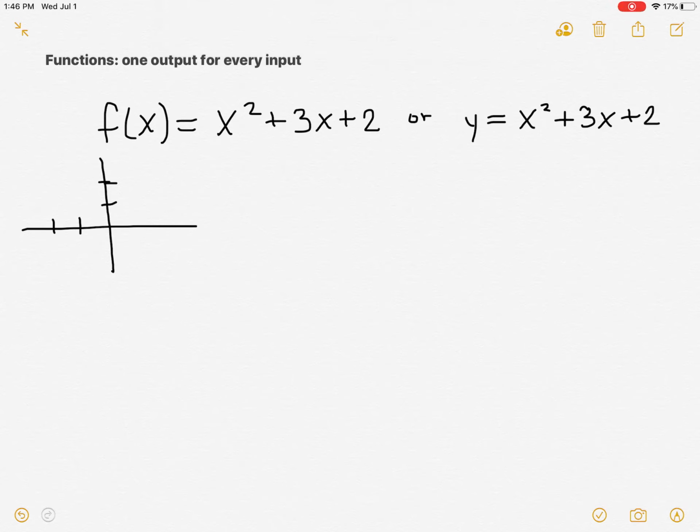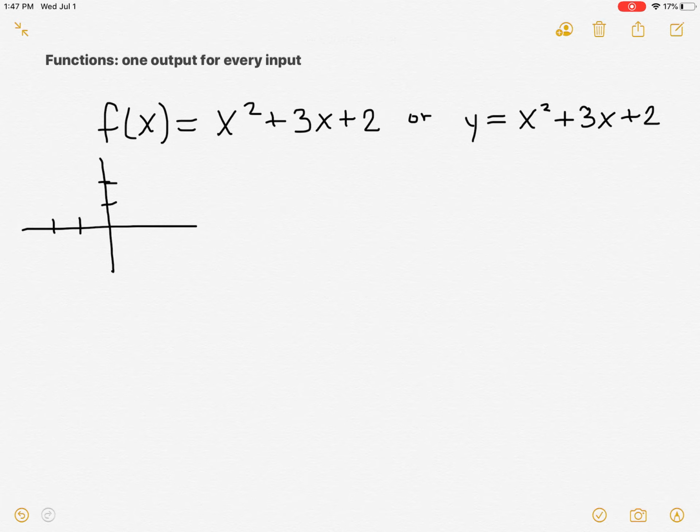So I want to talk about functions. Recall that the definition of a function is that you have one output for every input. So I might have talked about a soda machine. When you go to a soda machine and you put in your money and you press a button for Dr Pepper, you expect to get a Dr Pepper. If you get a Sprite, then the machine is not functioning.